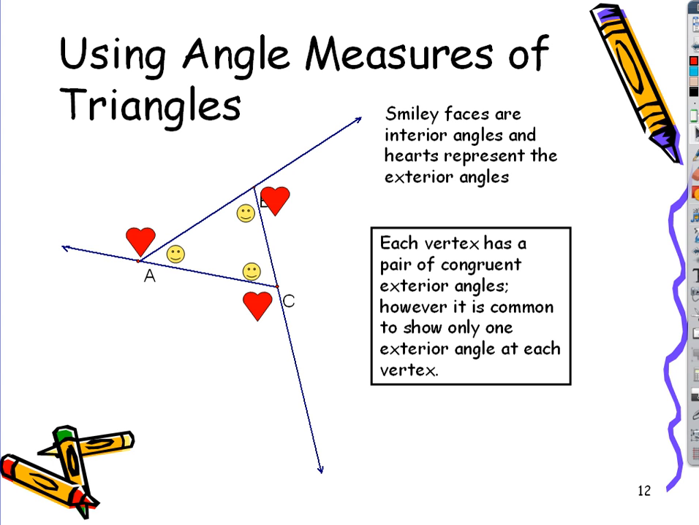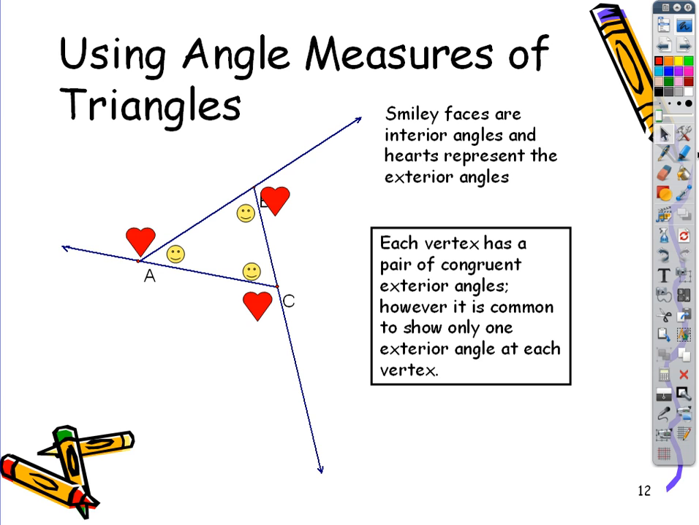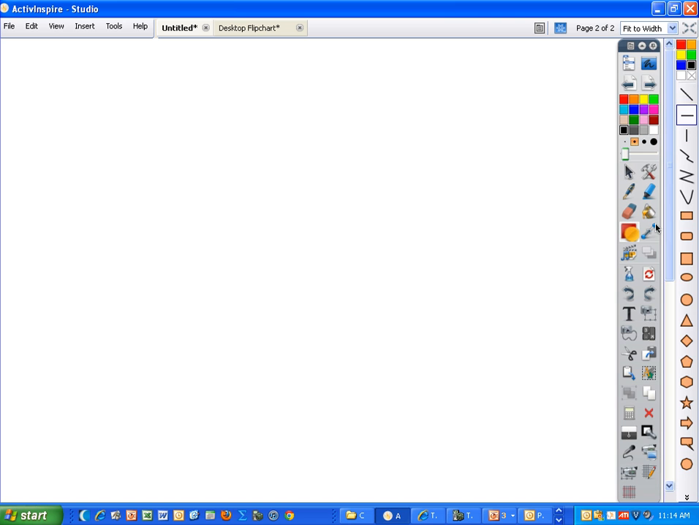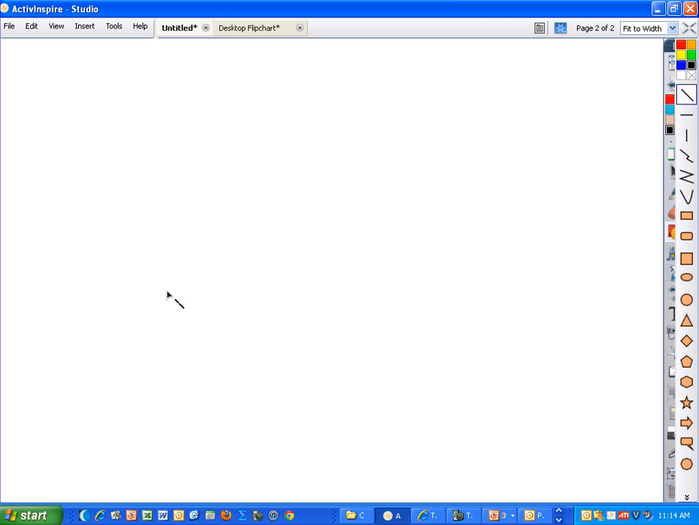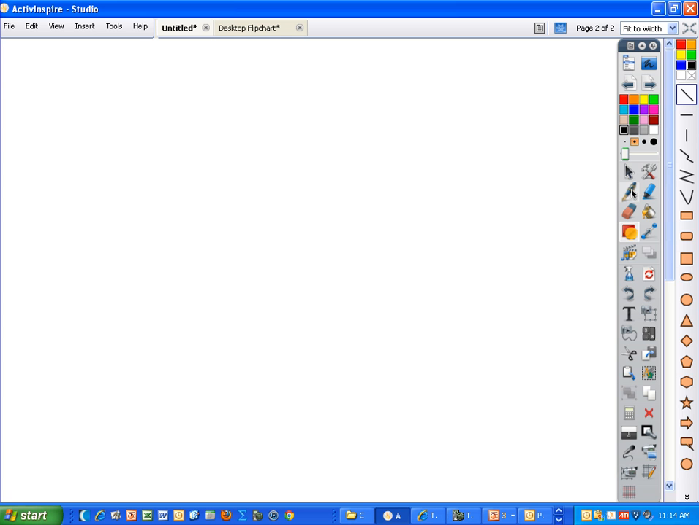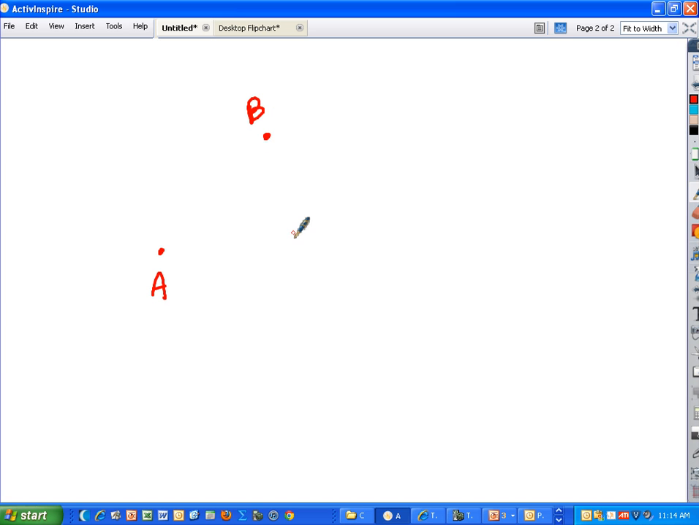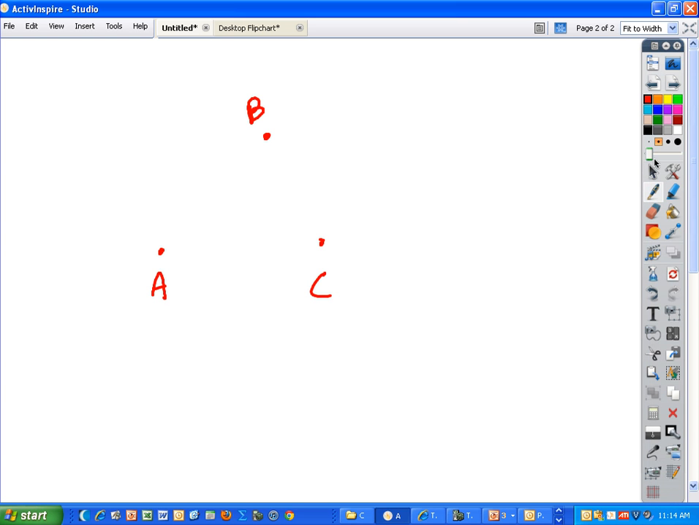Make sense? Okay. So for example, I'm going to draw one of those. If I've got these three vertices of a triangle, A, B, and C, I can connect those with regular sides. I can do that quite easily, not a big deal.